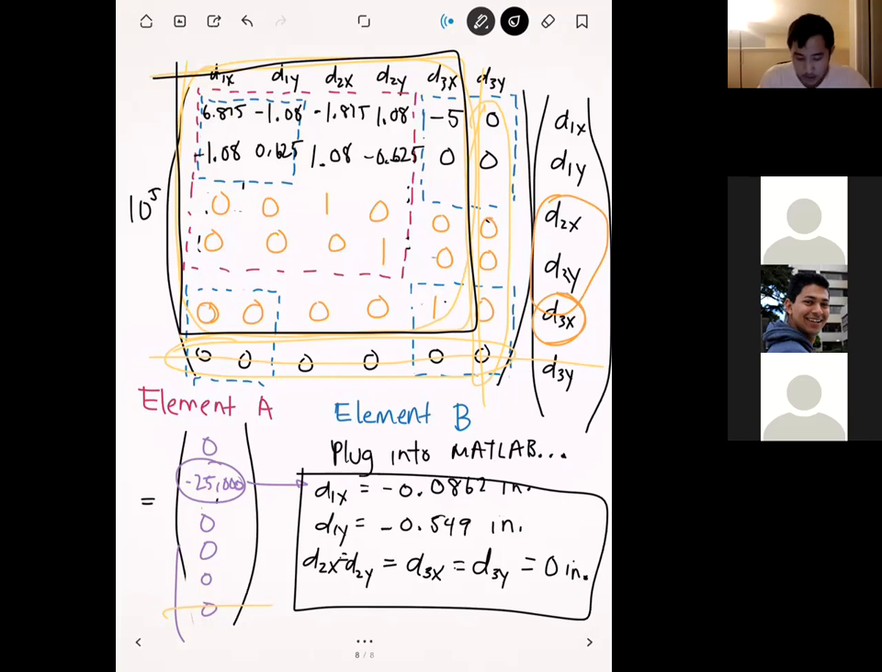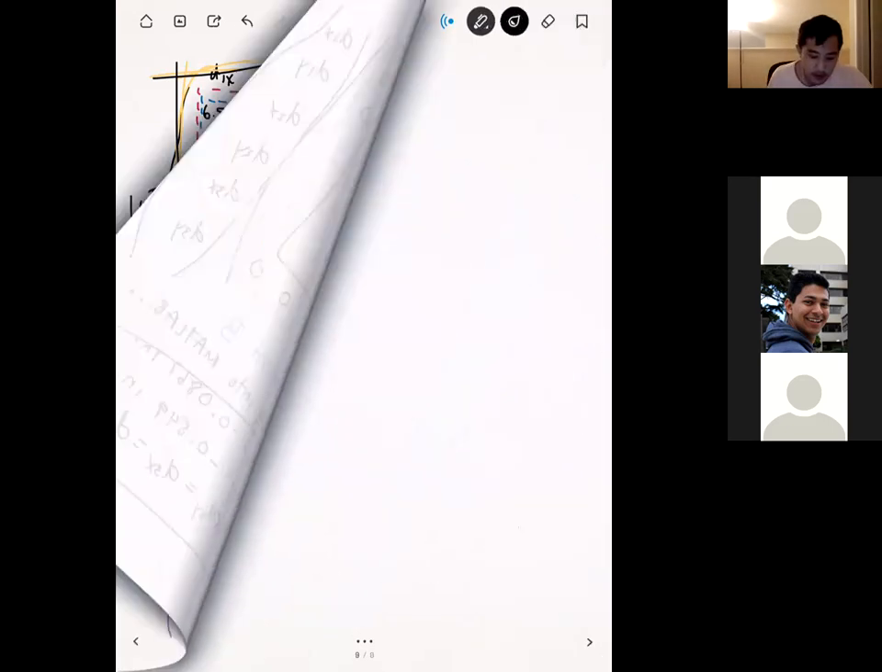Any questions on this? Yeah, so the question is, how would the displacements look on the diagram? That's a great question. So actually, let's draw the diagram again, and let's see how they look.